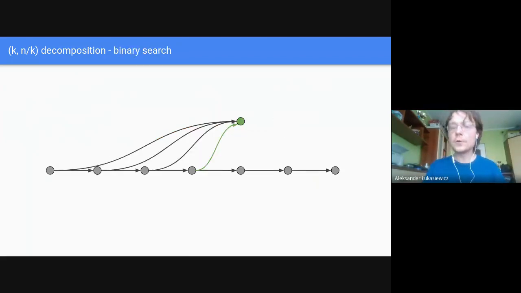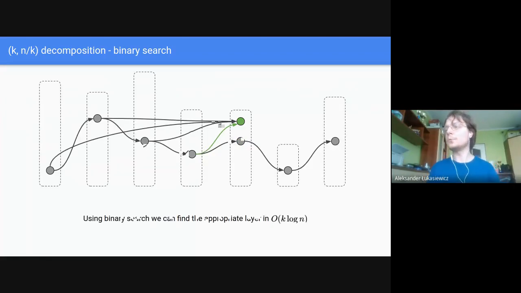Why is that? Observe that if we have a path of vertices, and we look at the last vertex of this path, then because the graph is transitively closed, it has edges to all of the previous vertices in this path. So when we try to fit a new vertex into our structure of layers, we can just binary search on the number of the layer. Yeah, and basically that's it.